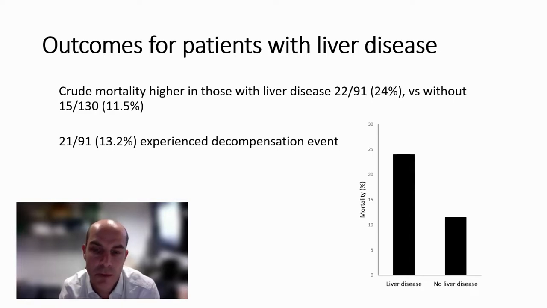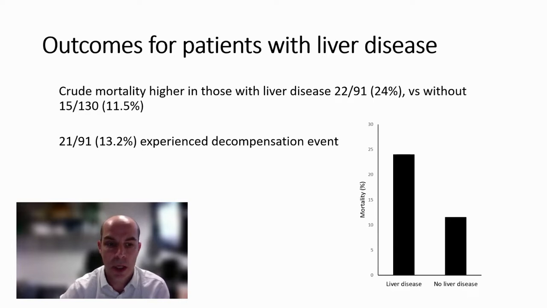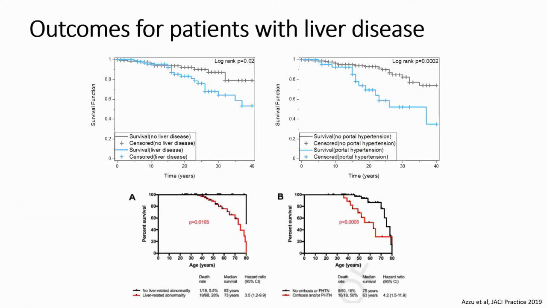So over time in our historical cohort, a quarter of the patients who developed liver disease have now died, compared to about 12% of those without. And of those with liver disease, about 1 in 6 have experienced decompensation events, whether that be bacterial peritonitis, portal hypertensive bleeding, and progression to end-stage liver disease. So this is significant, and this does have adverse outcomes for the patients.